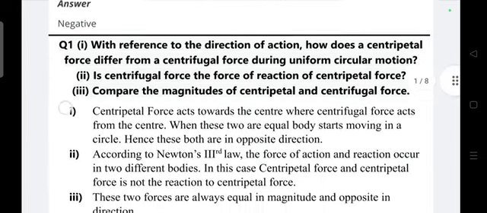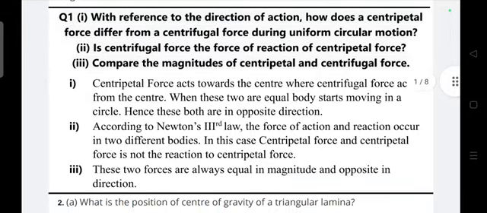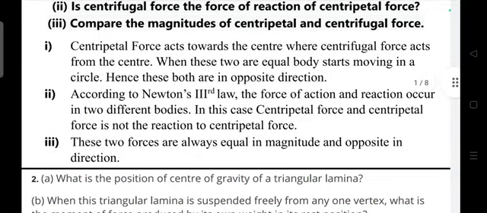Then in 2024 this question was asked from this chapter. With reference to the direction of action, how does a centripetal force differ from centrifugal force during uniform circular motion? So the answer is: centripetal force acts towards the center, whereas centrifugal force acts away from the center. When these two are equal, the body starts moving in a circle, hence these both are in opposite directions.